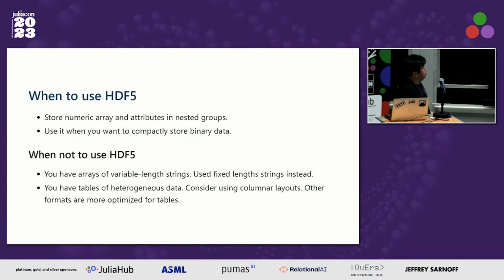So when we use HDF5, I think it's really good when you're storing n-dimensional data and you need attributes, you need to annotate it. So I think it fits really well with Julia and scientific computing. And you especially want to use it when you want to compactly store binary data. This is maybe as opposed to storing everything in XML or JSON, where you would have to write out the data into ASCII, and then retranslate it back into actually machine-readable bits and bytes.